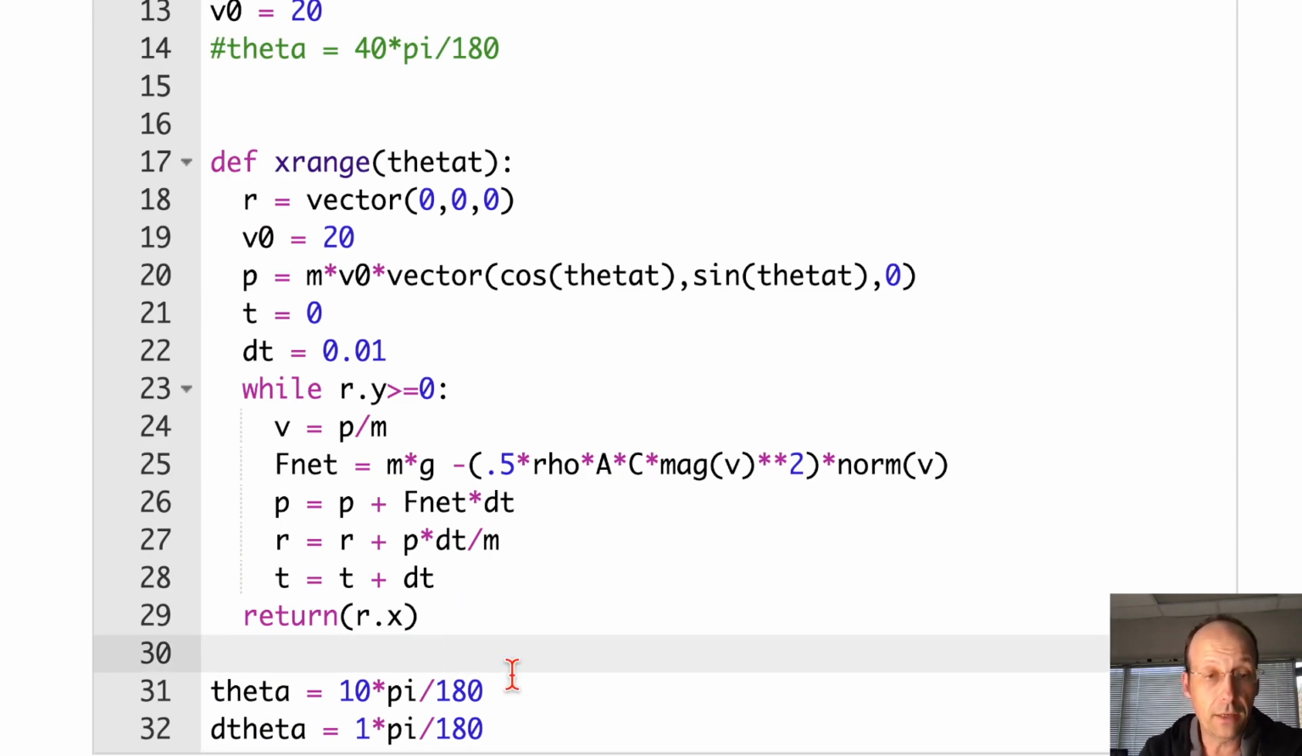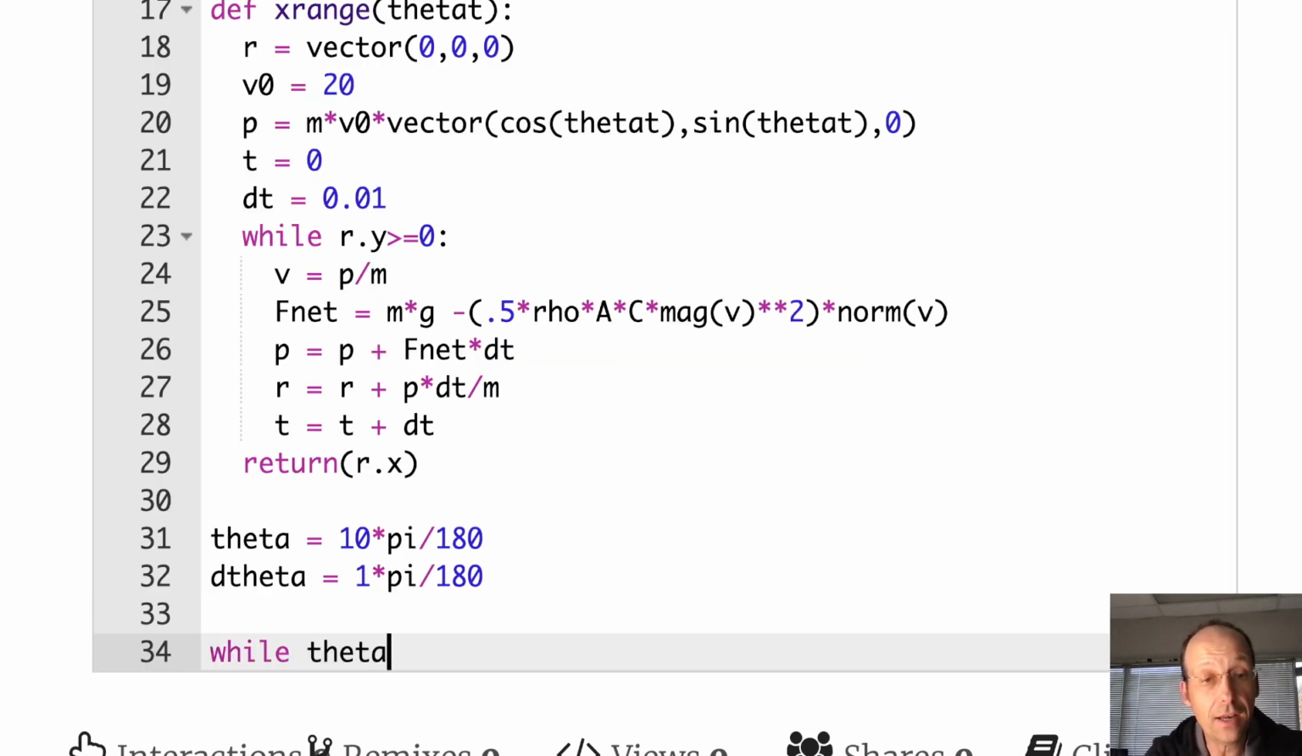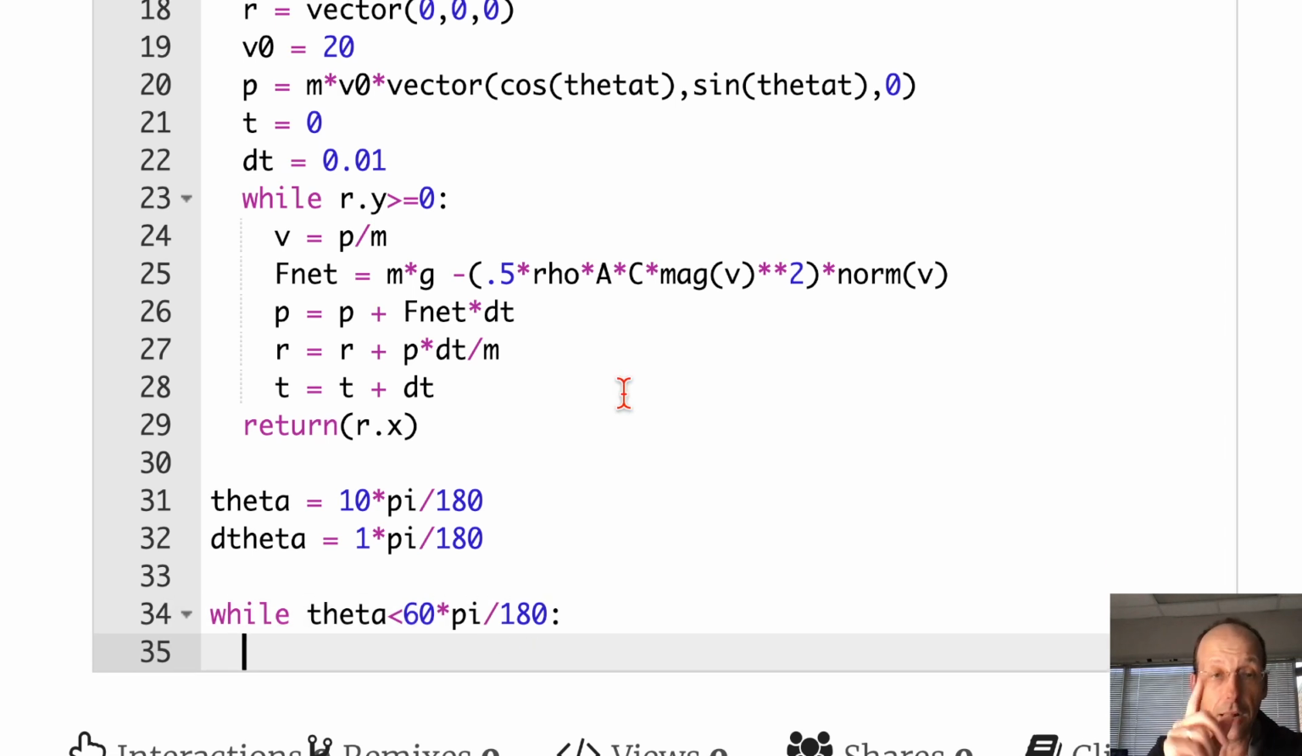Let's do it. Okay, so now I'm going to say while theta is less than, how high of an angle do I want to go to? Let's say 60 degrees. While theta is less than 60 times pi divided by 180, do the following. Calculate the range. So I'm going to say x temp equals x range theta. So now I have it as a variable. I like to do it that way.